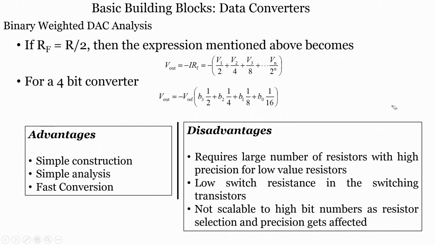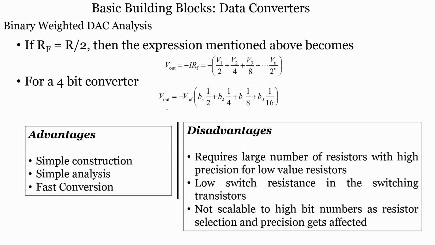Okay. Now, if I go further, if my RF is R by 2, then the expression would be V out equals minus I RF equals minus V1 by 2 plus V2 by 4 plus V3 by 8, so on until Vn by 2 raised to n.